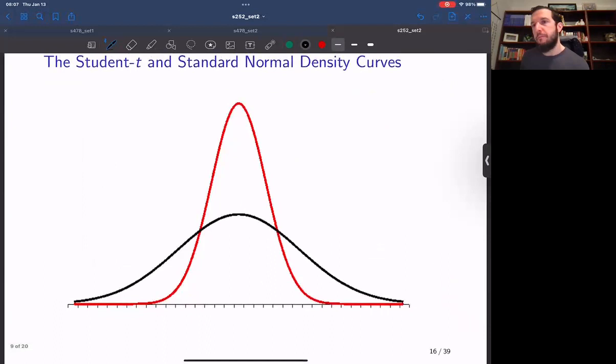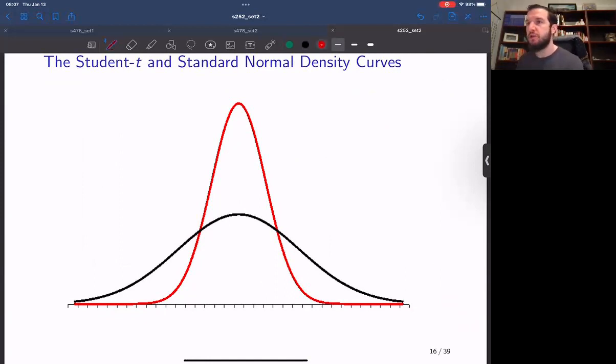Now, basically, what the student t distribution does is give us more variation to work with. So in some sense, you can think of using the student t distribution in order to accommodate for the fact that you are missing population information.